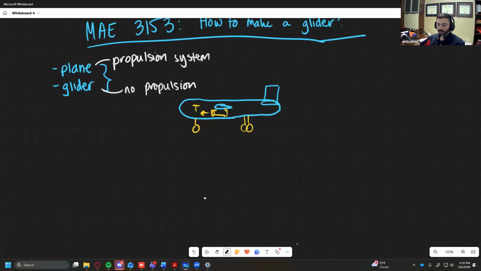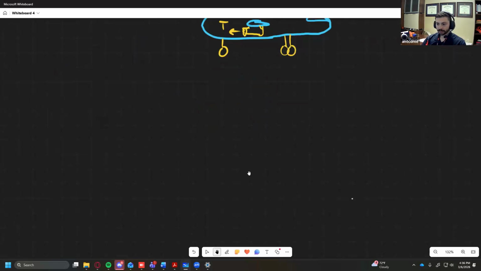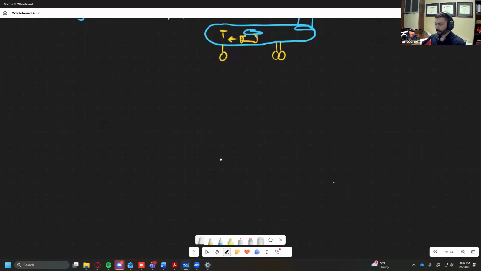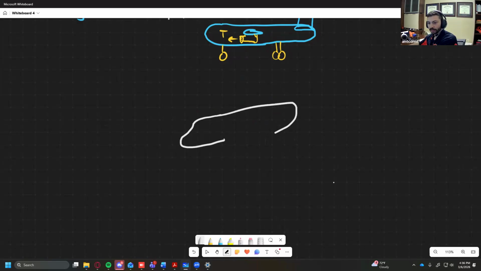So let's start with a little bit of physics. Let me draw another breadstick with wings here. If we have a glider, maybe it looks something like this. We've got a tail back here and another tail here. Here's our wing, something like that. We need to understand what all is acting on this glider, first and foremost.